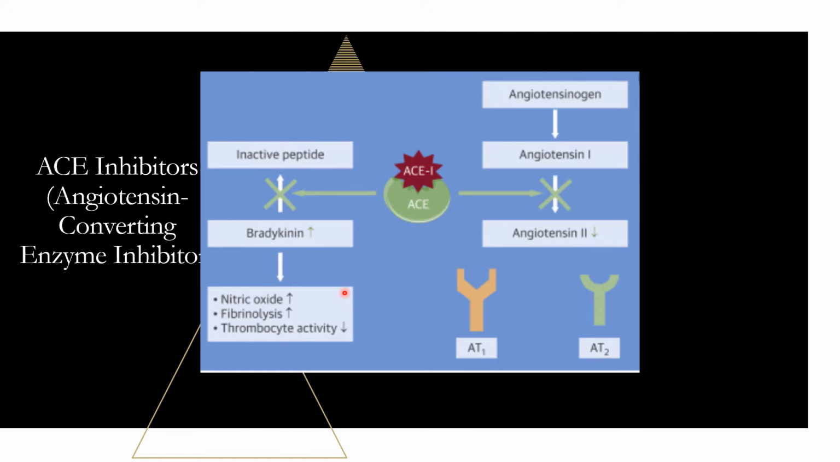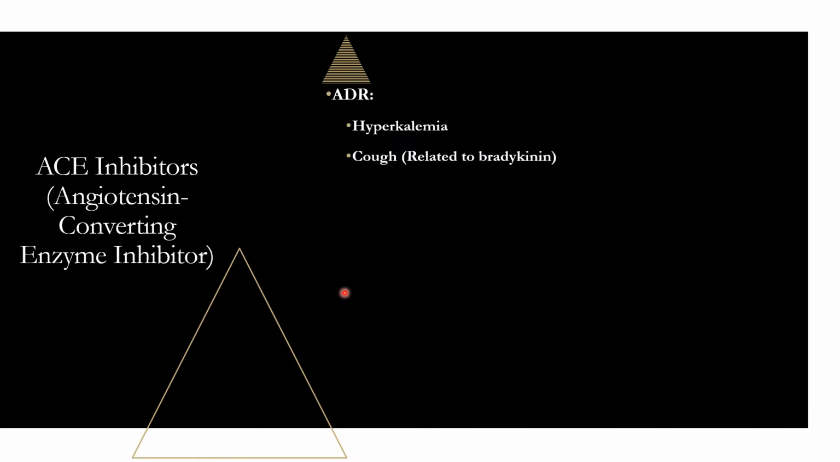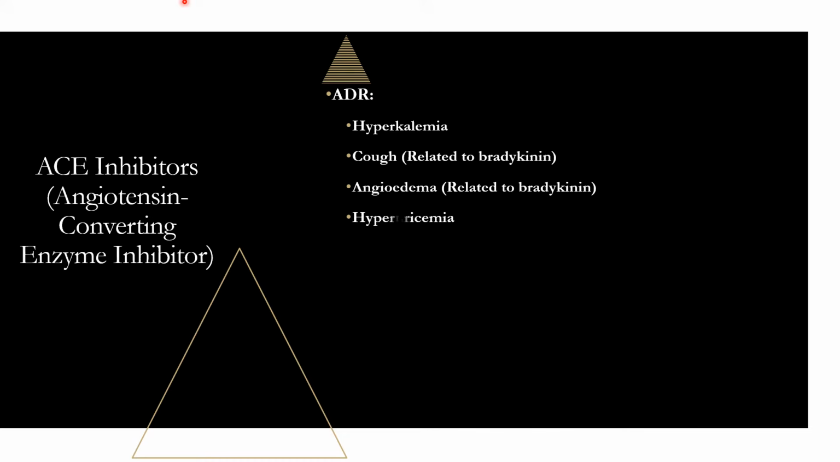And if we don't break down bradykinin, if ACE is no longer there, it can lead to a cough, and it can also lead to angioedema. So those are some of your adverse drug reactions because we're inhibiting the action of ACE. So all related to the bradykinin, cough, and angioedema are important for you to know. Hyperuricemia is another one, so you want to be careful with this drug in people with a history of gout. And then first dose hypotension.